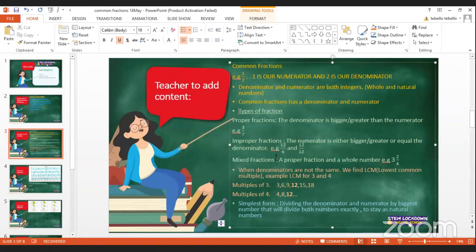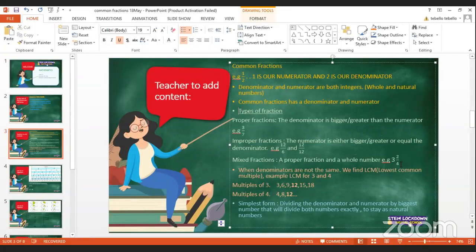All right. And then we have mixed fractions. A mixed fraction is a proper fraction and a whole number. Here is our example. Our example is a whole number of 3 and then we have 2 over 4.